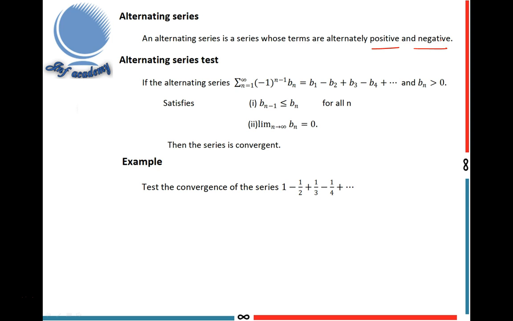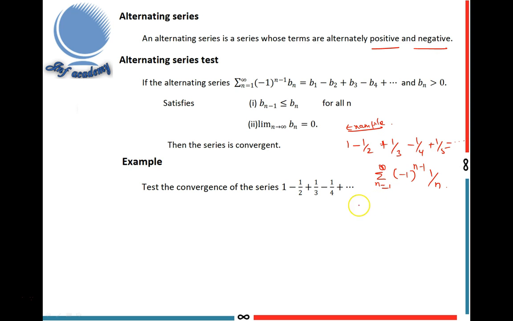Next I will give two examples. Suppose this is one series: 1 minus 1 by 2 plus 1 by 3 minus 1 by 4 plus 1 by 5, and so on. This is one example of an alternating series. How to write this? Sigma n equal to 1 to infinity, (minus 1) whole power n minus 1, then 1 by n. Here the terms are alternately positive and negative, so it is called an alternating series. This is one example.